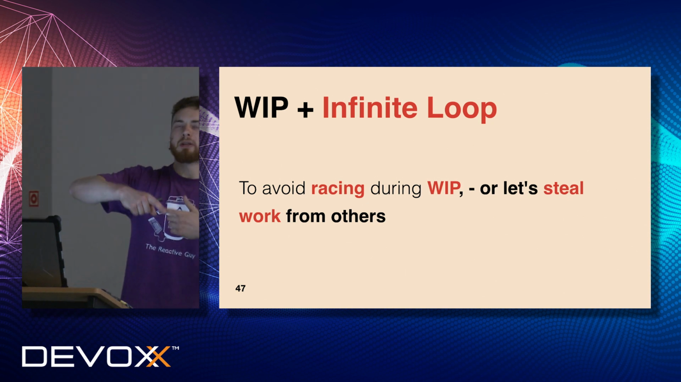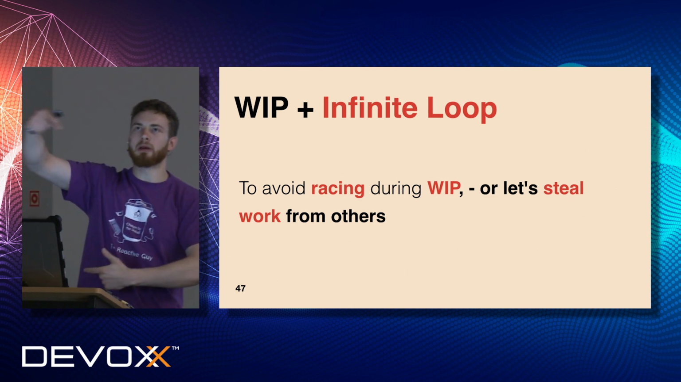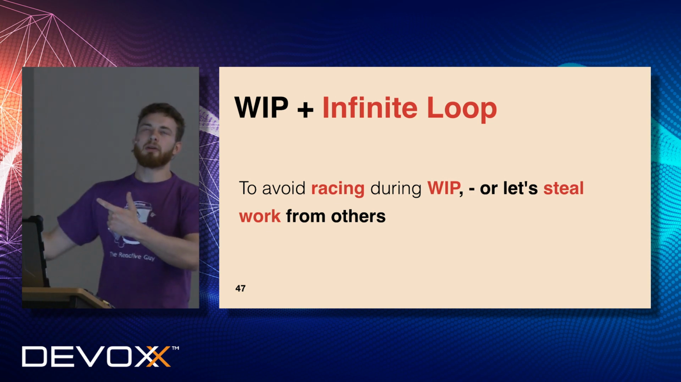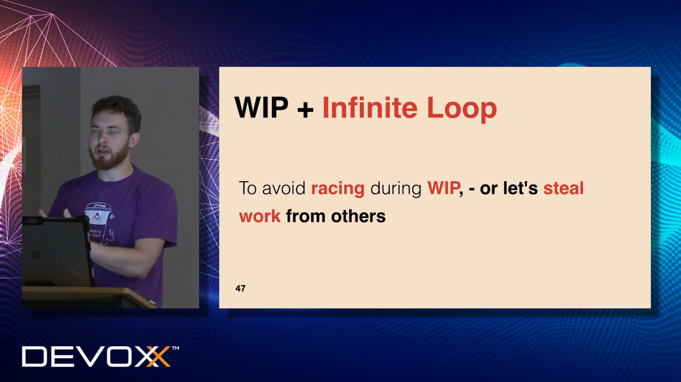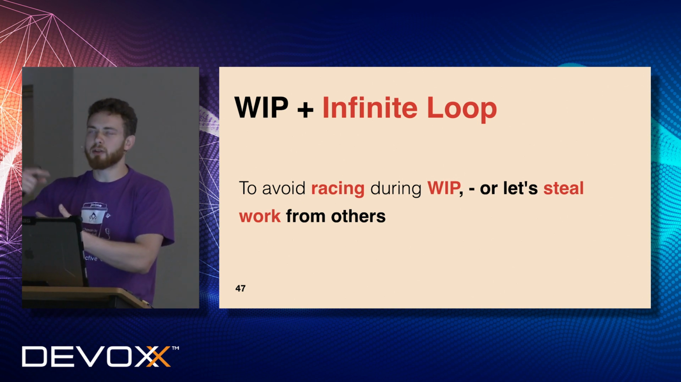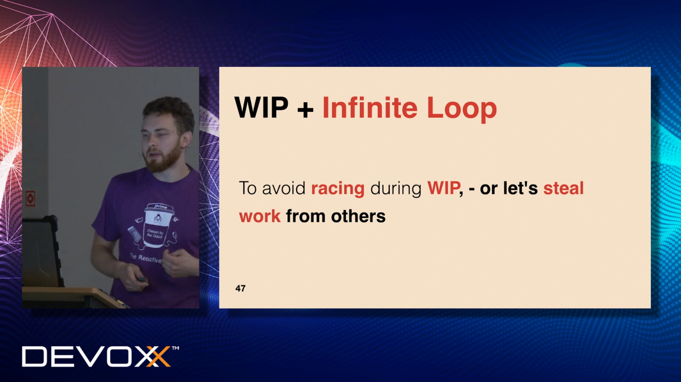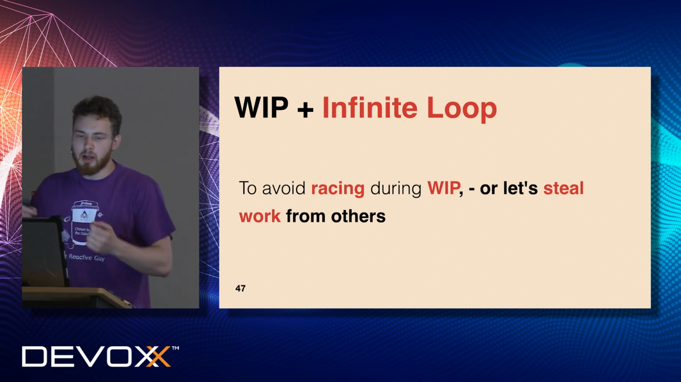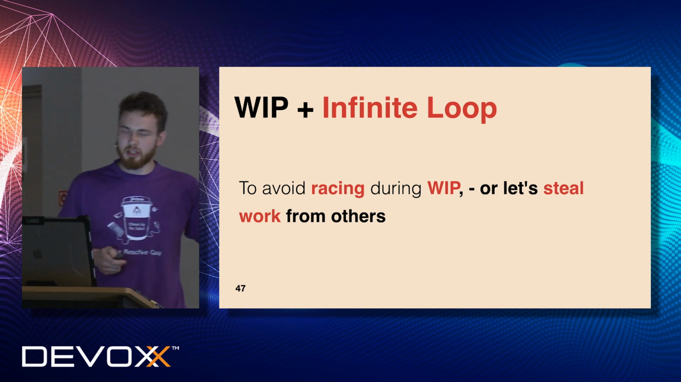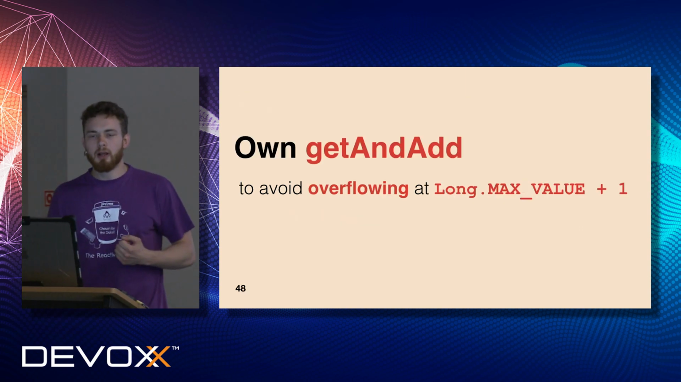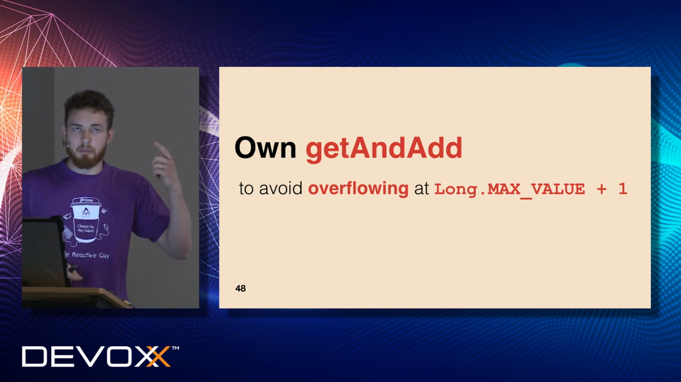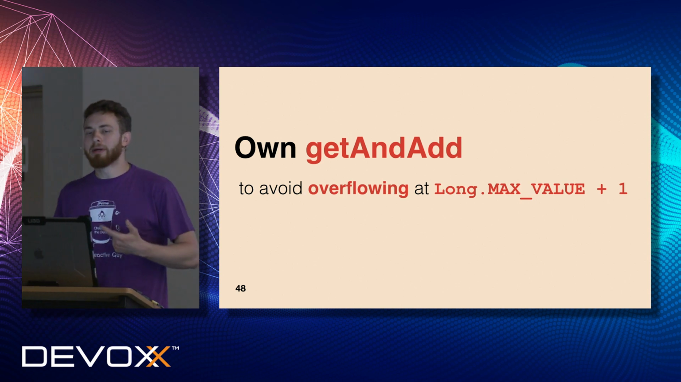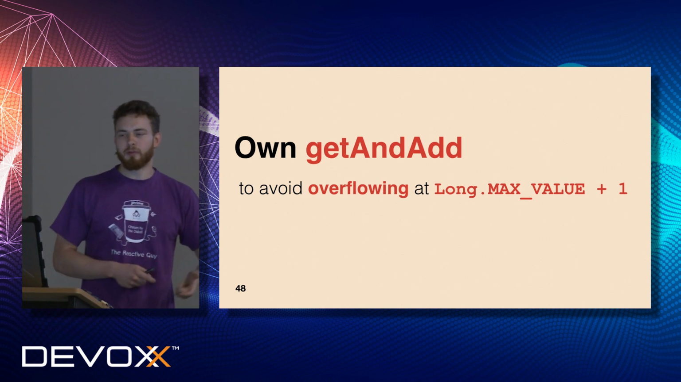An infinite loop is used here to avoid races, because one thread is trying to adjust some value to request, and another tries to decrease some number of elements after delivering. In order to make it just repeating, someone who has to steal some work or do work for others. So this is kind of a work-in-progress pattern, and it allows us to make our implementation non-blocking and pretty efficient. So we have to implement our own get and add in order to avoid overflowing.